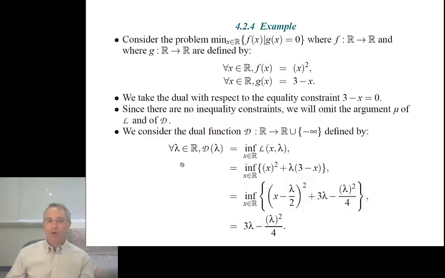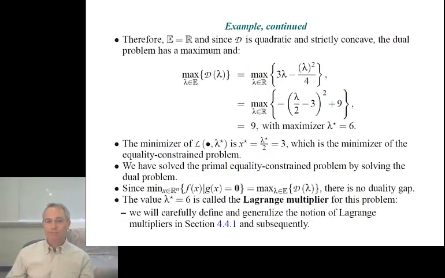But that derivation is true for any particular lambda. So what we've just shown is that for all lambda, the dual function is given by d of lambda is 3 lambda minus lambda squared on 4. For any given lambda, that results in a real number. So the effective domain of the dual function is the whole of the real numbers. Moreover, d is quadratic and strictly concave. So the dual problem has a maximum, and we can evaluate the maximum.